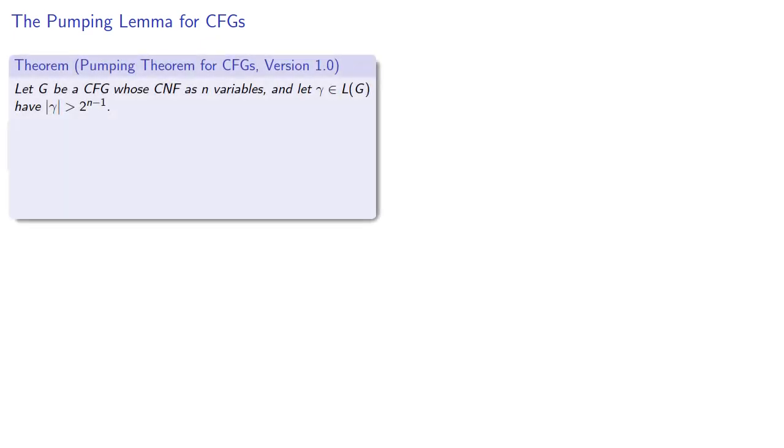Suppose we have a CFG whose Chomsky normal form has n variables, and let there be a string in the language whose length is greater than 2 to the n minus 1. Then our string is some concatenation of symbols where the length of wz is strictly greater than 0, u is not the empty string, and for any k, we can increase the length of the middle section.